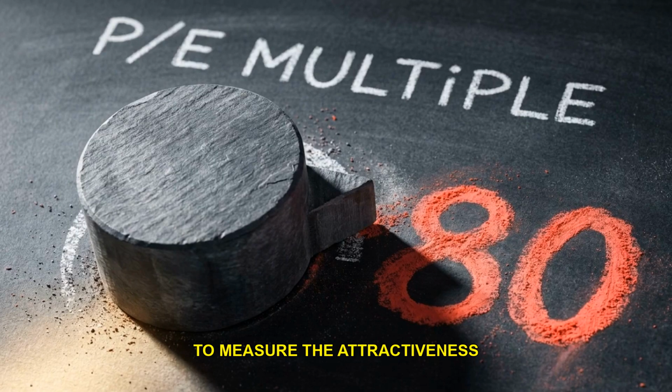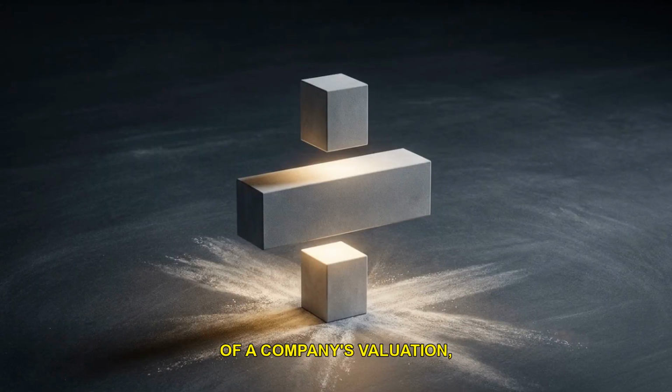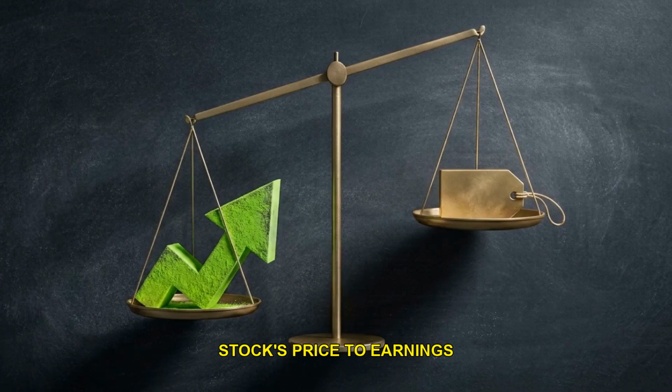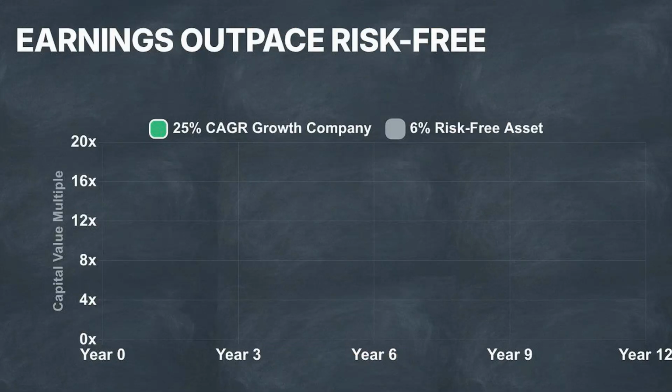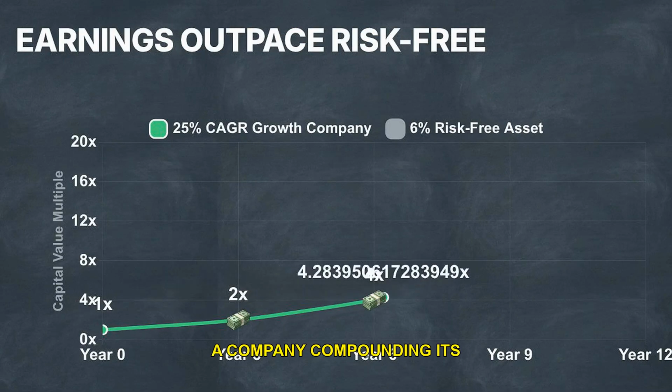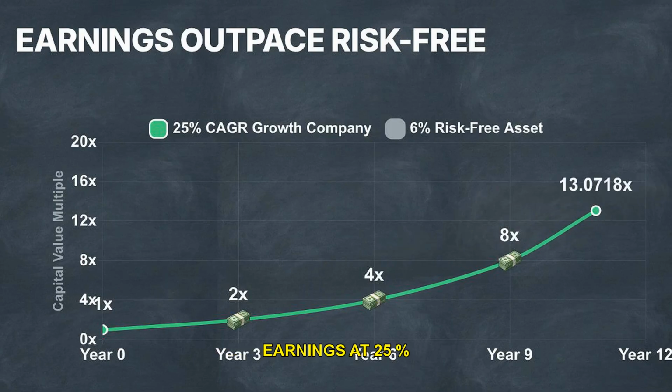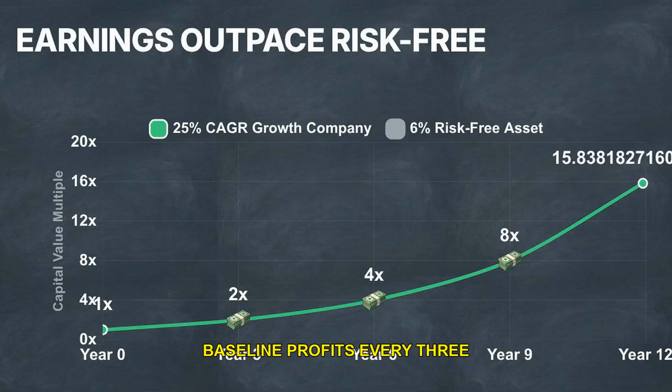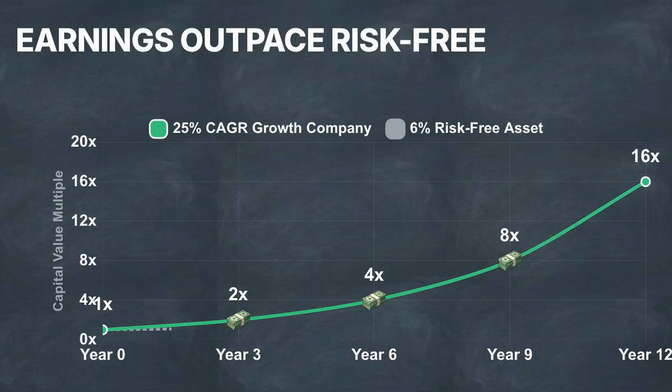rewriting. To measure the attractiveness of a company's valuation, analysts use the PEG ratio, calculated by dividing the stock's price to earnings multiple by its actual earnings growth rate. The math here is absolute. A company compounding its earnings at 25% annually will double its baseline profits every 3 years.